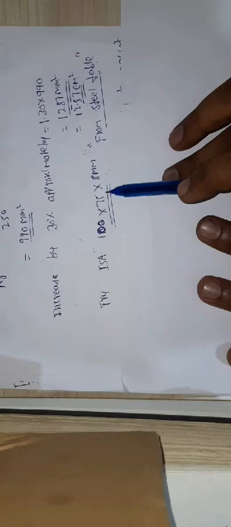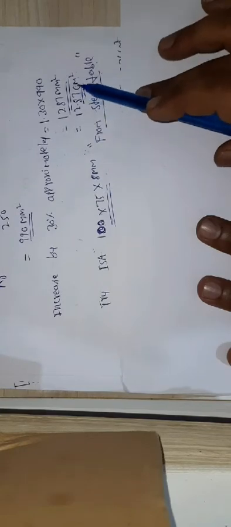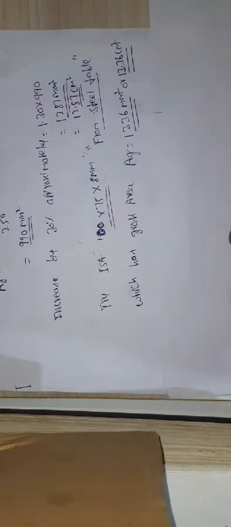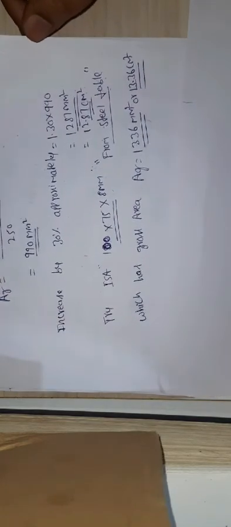So now I selected this angle, ISA 100 mm by 75 mm by 8 mm, from the steel table for the required area. For this angle, the gross area is 1336, which is a little bit more than the required gross area. So I selected this cross section, which has a gross area of 1336 millimeter squares or 13.36 centimeter squares. So the first step is to calculate the gross area required, then by using that, you can select the required angle section.